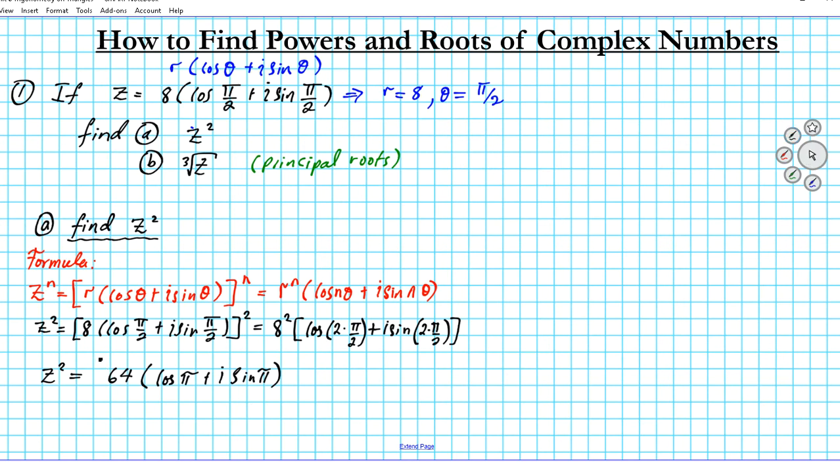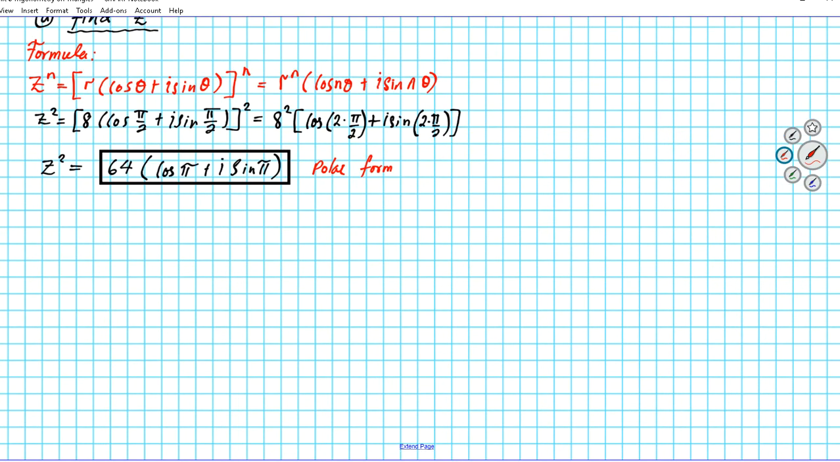Okay, so I also like you to write down what the answer is in rectangular form too. Alrighty, so this is polar form. Let's go ahead and convert this to rectangular form. Without a calculator, we're going to be making use of a unit circle to figure out what cosine pi and sine pi are.